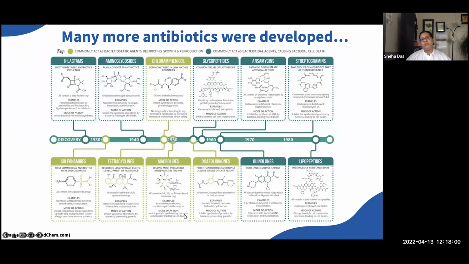Eventually, many, many more antibiotics were discovered between the 1930s and the 1990s. Many of these antibiotics or antimicrobials were bactericidal, that is, they killed the bacteria. You can see the ones here in dark green. And many of them were also bacteriostatic. That means they restricted the bacterial growth without killing them.